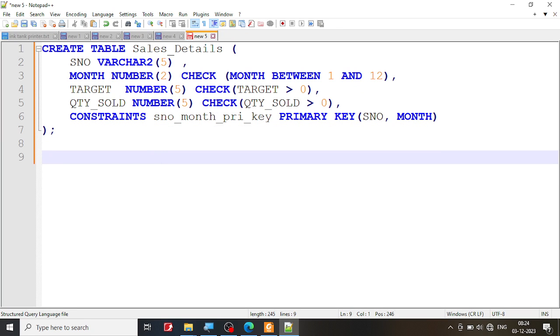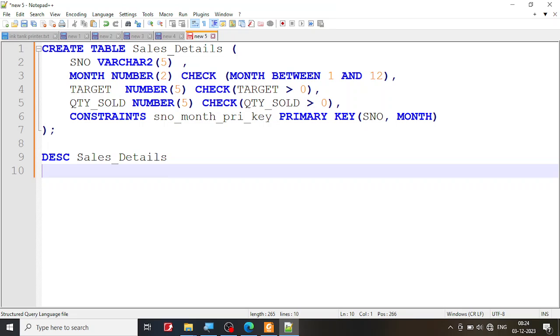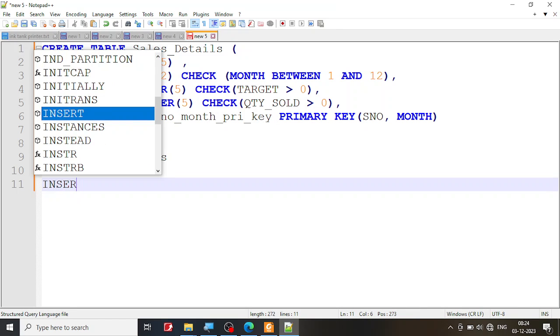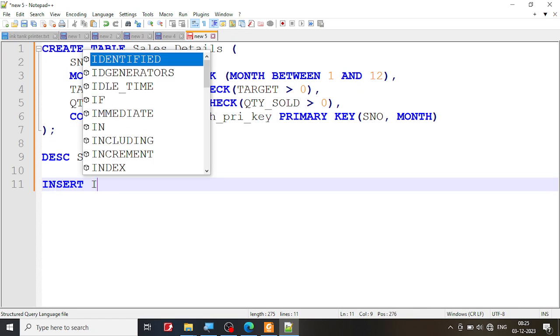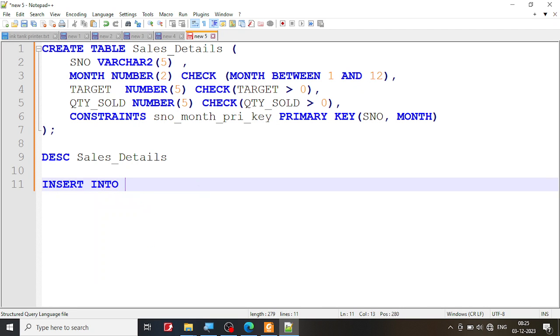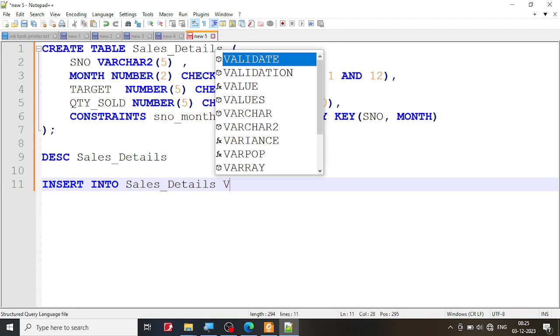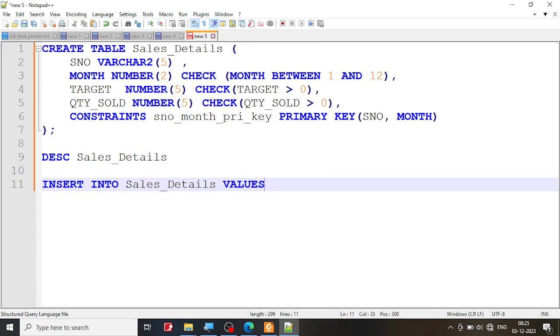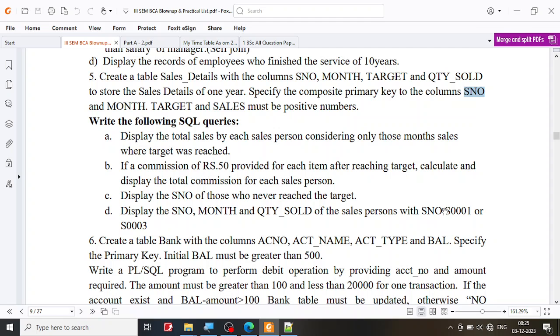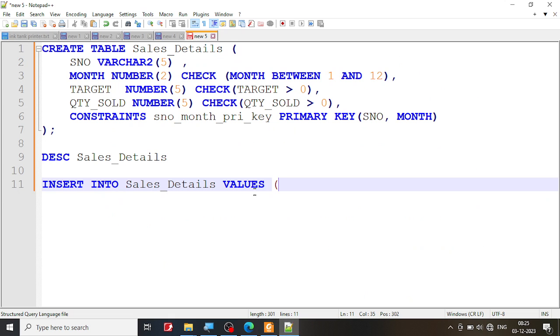So this is how the table will look. Once we create it, let's describe the sales details table. Then let's try to insert some records into our sales details table. Remember, whether you like it or not, these serial numbers must be there. S0001, one serial number, must be there, because you are going to run a query against that number.